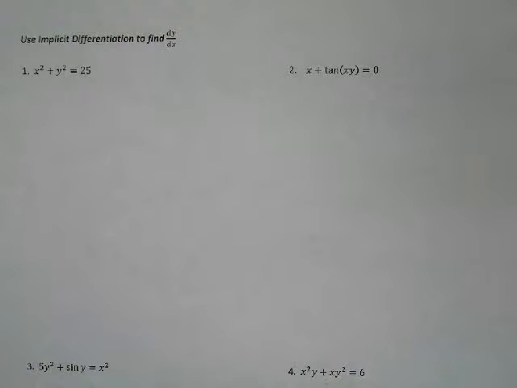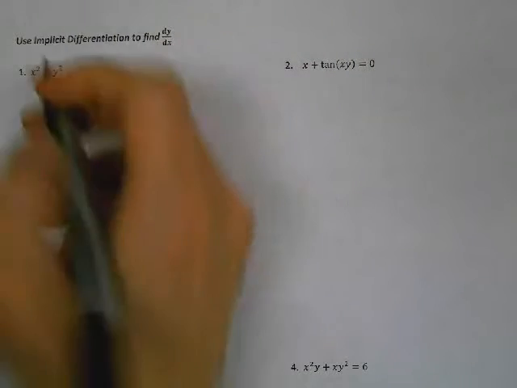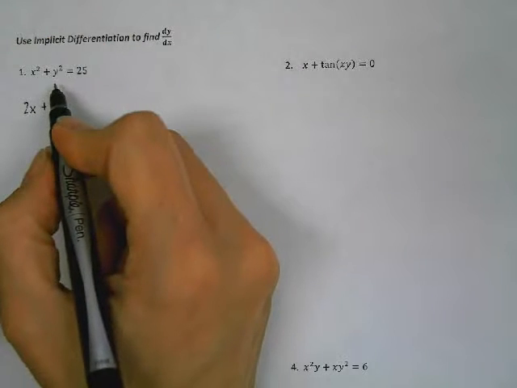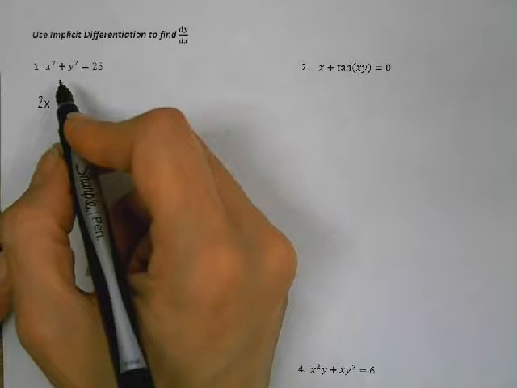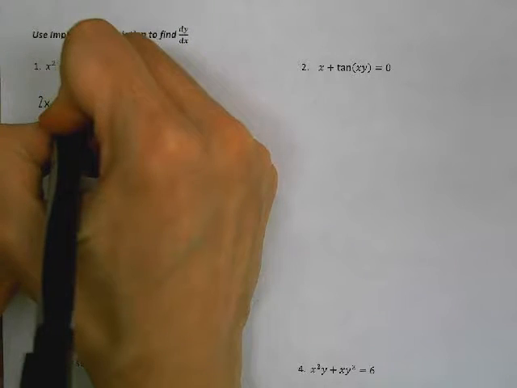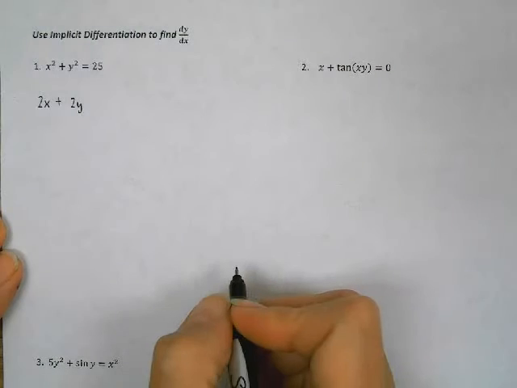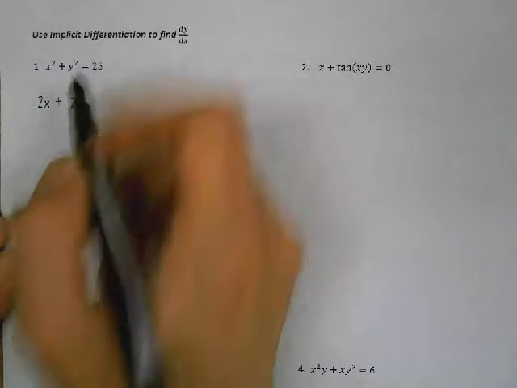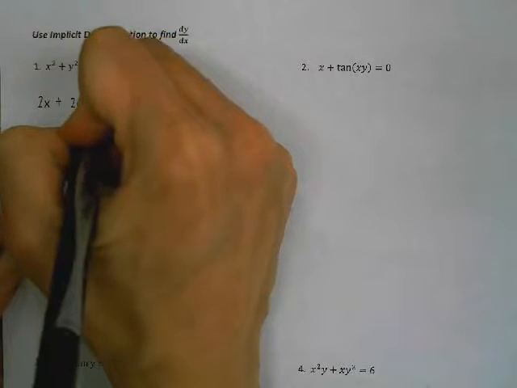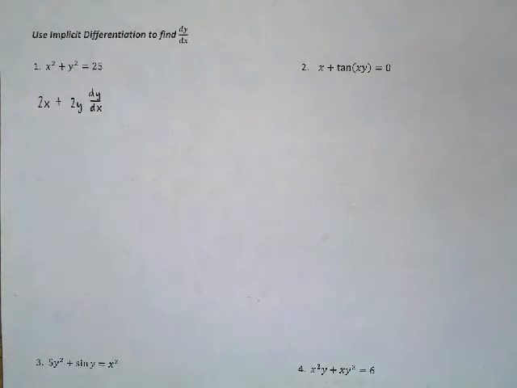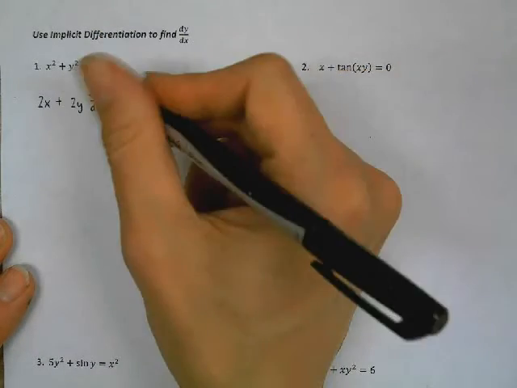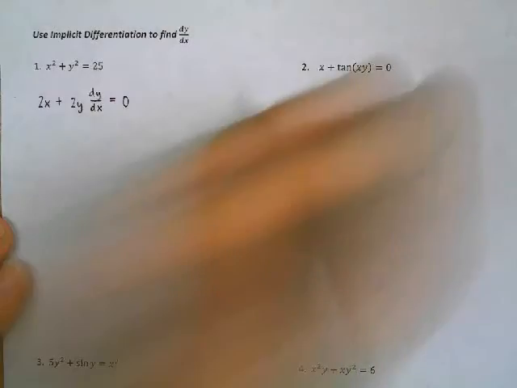So we're going to differentiate everything with respect to x for our first step. So my first term, my derivative is 2x. For my second term, I'm going to take the derivative just following our normal rules. So I have plus 2y. But now I have to differentiate y with respect to x, and that's where my dy dx comes in. I differentiate the right-hand side as well. The derivative of 25 is just 0.